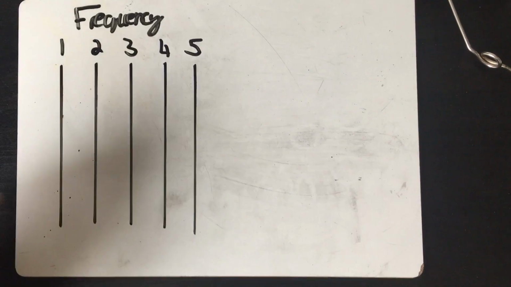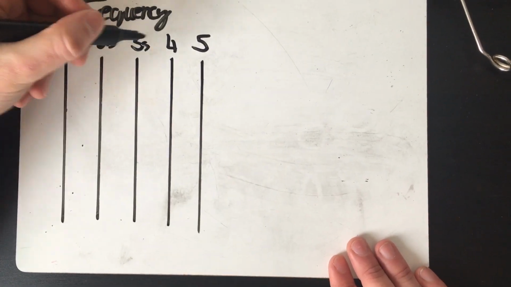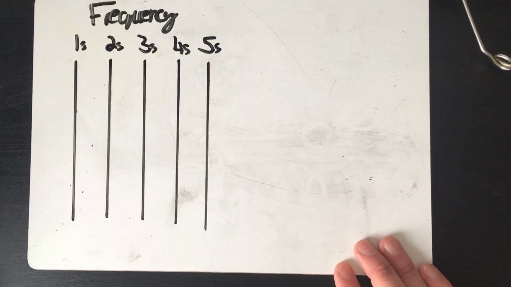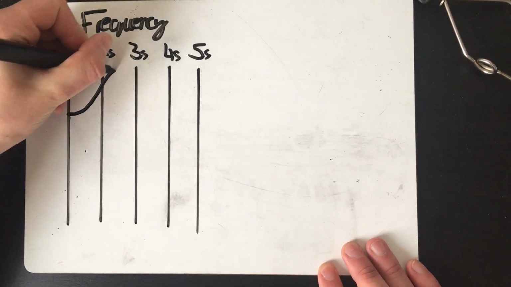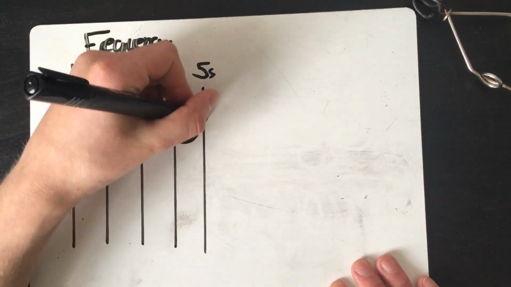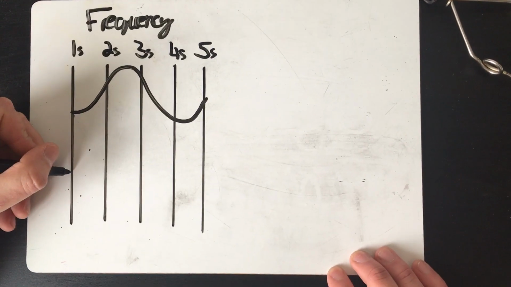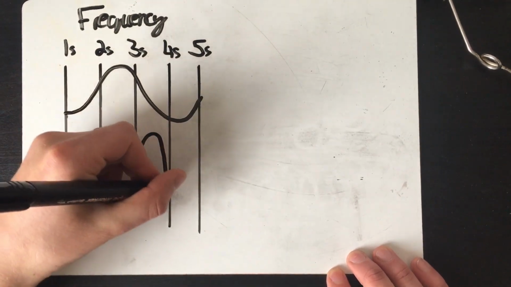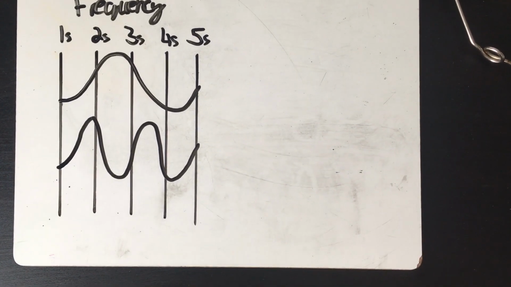Look at frequency. Across the top here, we've got some different intervals in seconds. So that's 1, 2, 3, 4, and 5 seconds. If we were to have a wave with a low frequency, it might take 5 seconds for one whole wave to pass. If we were to see a wave with a higher frequency, you can see that 2 waves have passed in the space of this time.